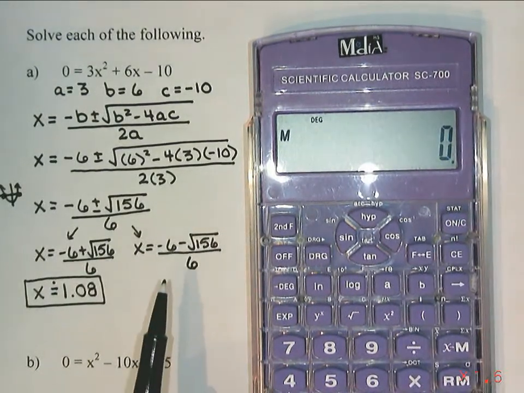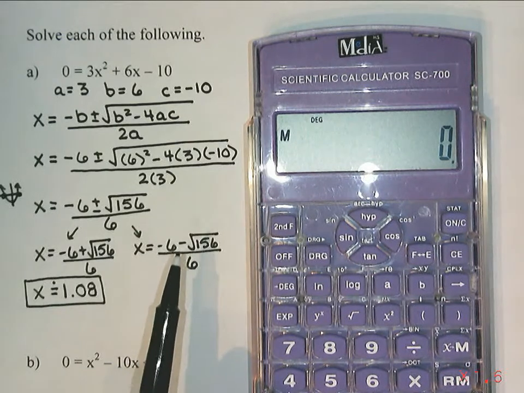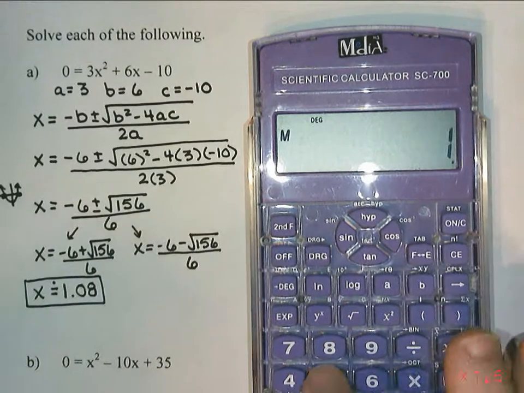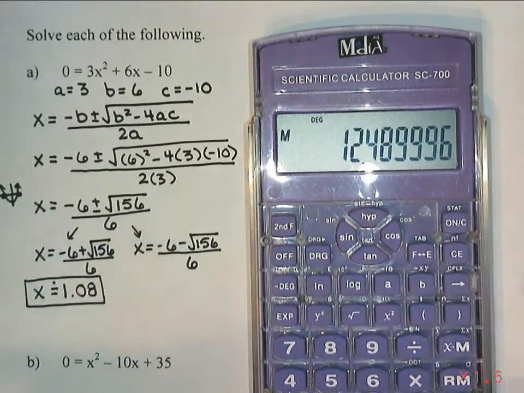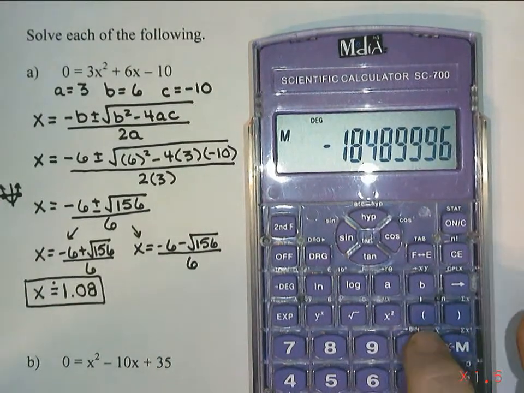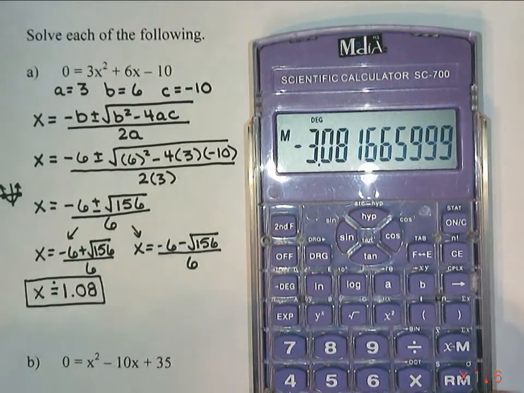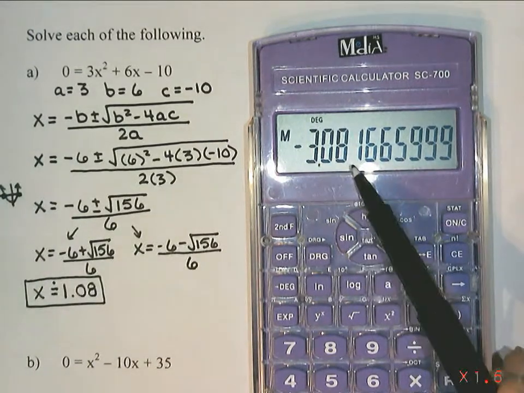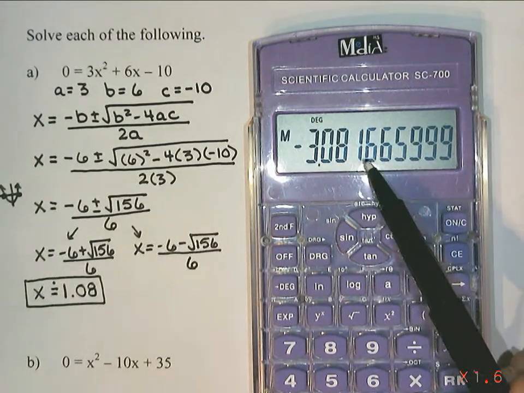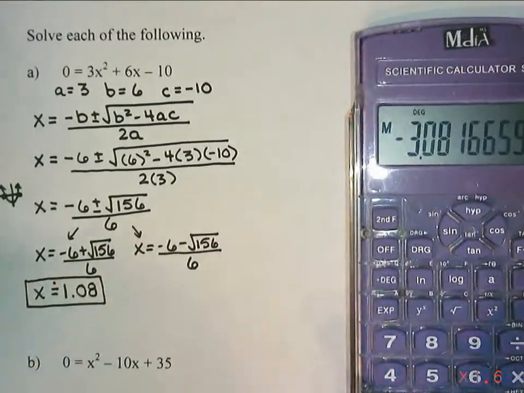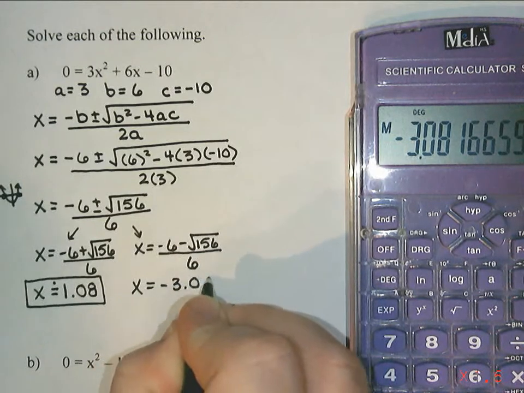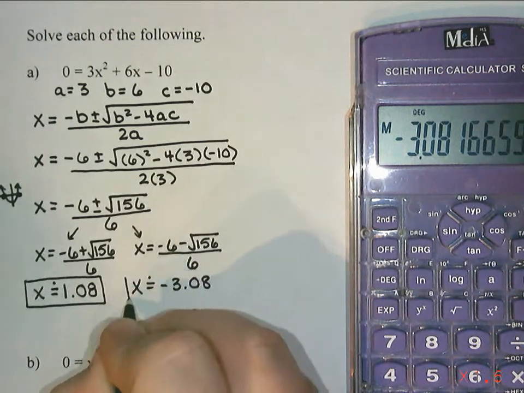Okay, and then this one here, same thing. We're going to do it again, except this time we're going to subtract. So negative 6 minus the square root of 156 equals, don't forget equals, and then divide by 6. And I get negative 3.081665999. So once again, I'm going to keep two digits after the decimal. The next one's a 1, so it's going to stay as 0.08. So I get negative 3.08, and because I rounded, I put the little dot over top of the equal sign.